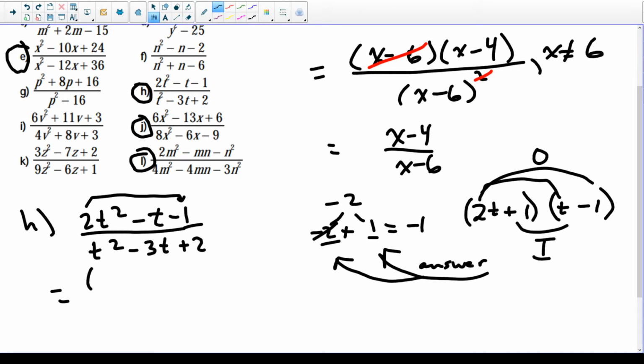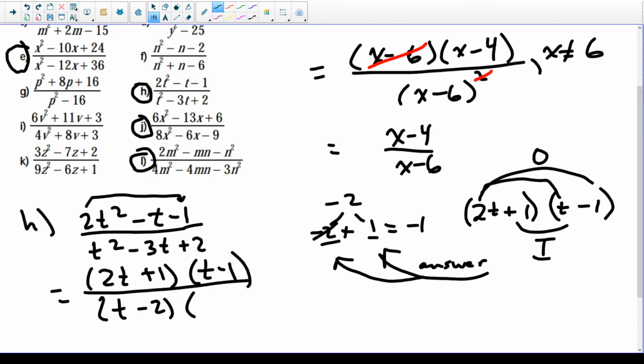2t plus 1 and t minus 1, I believe, are the two factors for that trinomial. Now for the bottom trinomial, it is a type 1 trinomial, so I just need to find the two numbers that multiply to 2 and add to -3, which would be -2 and -1. So t minus 2, t minus 1. I'm gonna fix that bracket there.